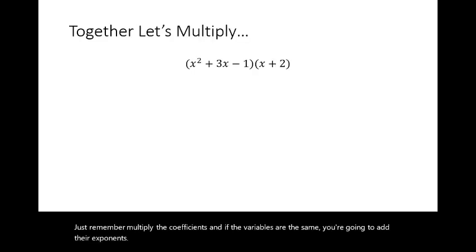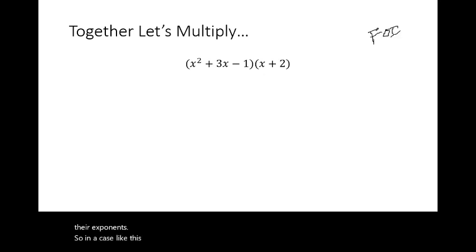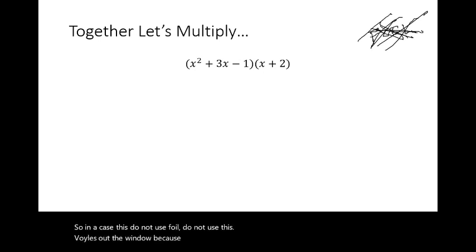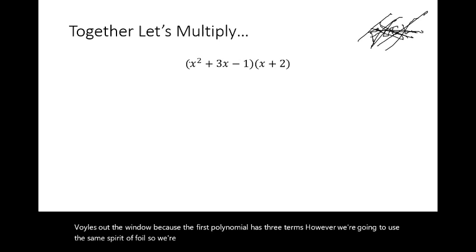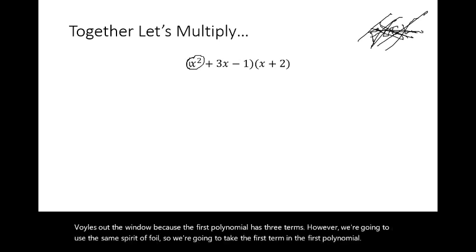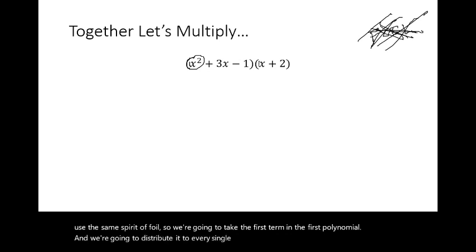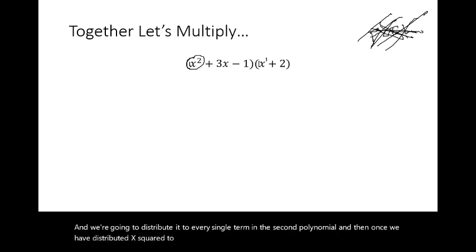So in a case like this, do not use FOIL. FOIL's out the window because the first polynomial has 3 terms. However, we're going to use the same spirit of FOIL, so we're going to take the first term in the first polynomial, and we're going to distribute it to every single term in the second polynomial. And then once we have distributed x squared to every single term in the second set of parentheses, then we can move on to the 3x, and then we can move on to the negative 1.